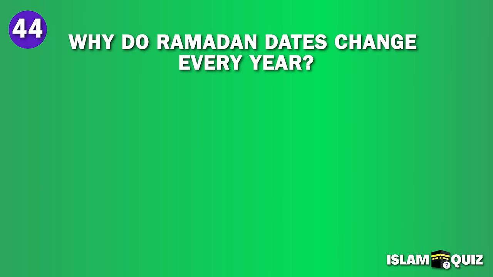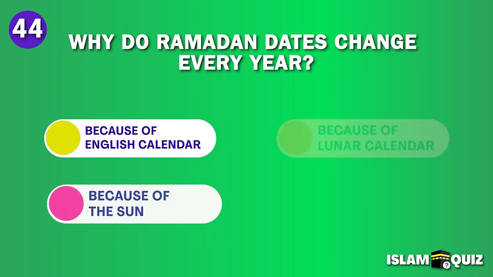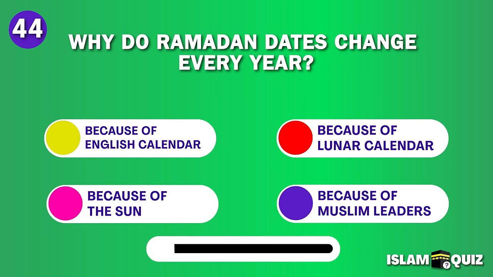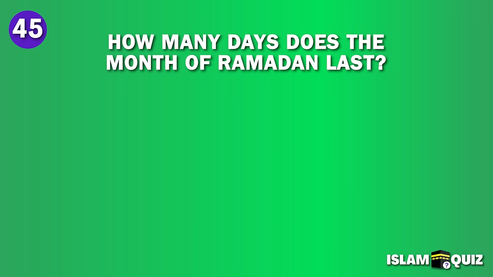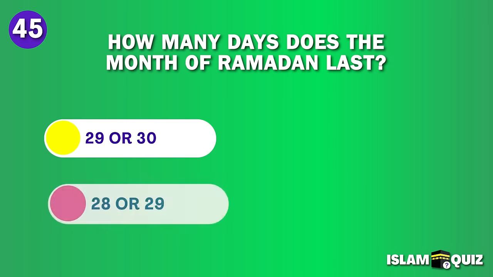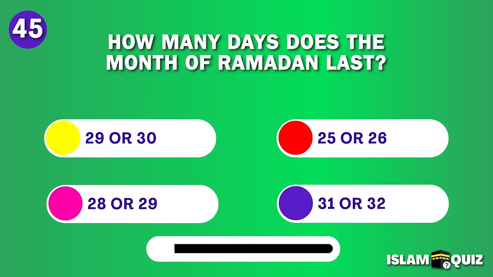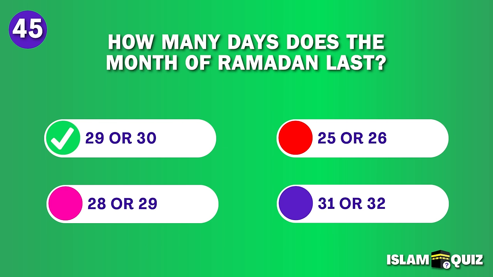Why do Ramadan dates change every year? Because of lunar calendar. How many days does the month of Ramadan last? 29 or 30.